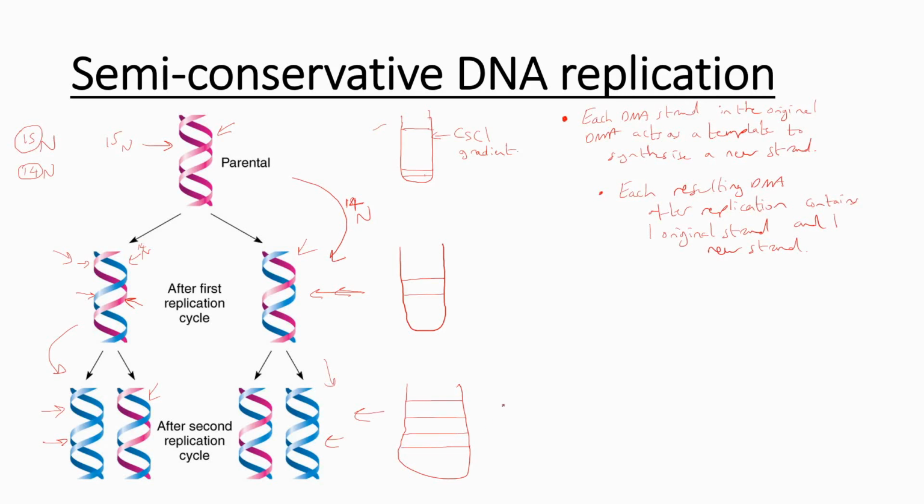Also note that here after the first replication I have two molecules of DNA. At the bottom I have four. They are split. Two of them are intermediate, two of them are light. So the thickness of this band and this band are equal to each other, and the thickness of each is equal to the thickness of this band here in the second picture there. Okay, so this explains semiconservative DNA replication.